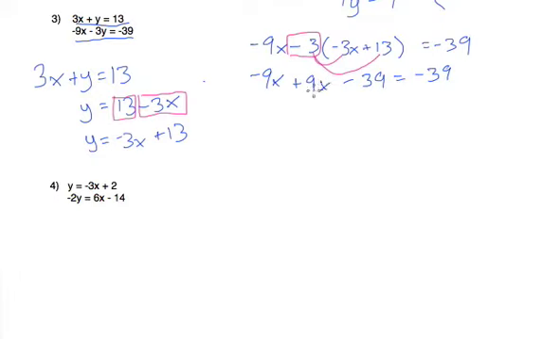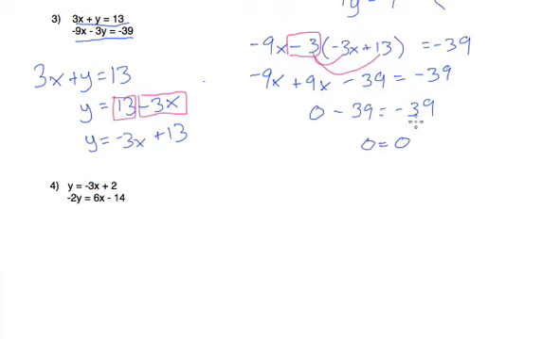-9x plus 9x is our favorite number, 0. And then 0 minus 39 is -39. That makes sense. And so at this point, it should be fairly clear we don't have a variable. But let's finish it off. Let's add 39 to both sides, and we get 0 equals 0.